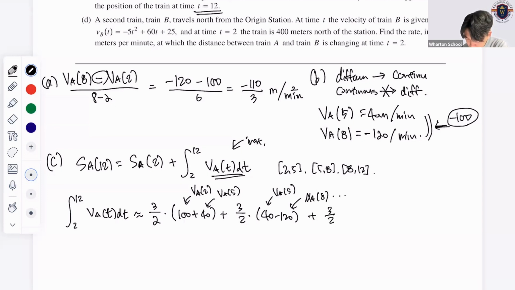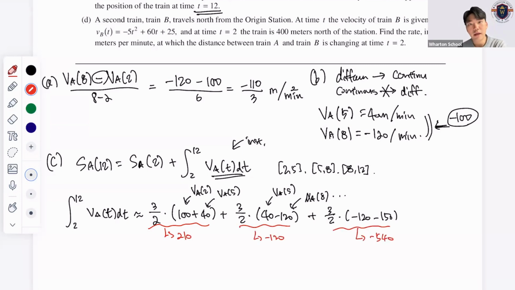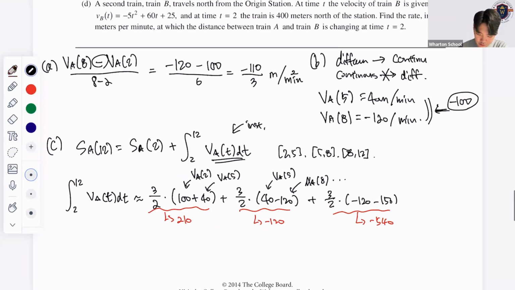Plus 3/2 times negative 120 minus negative 150, right? So after calculating each term, you can use a calculator here. This is going to be 210. This is going to be negative 120. And this is going to be negative 540. So adding these together, we find this is approximately equal to negative 450, right?